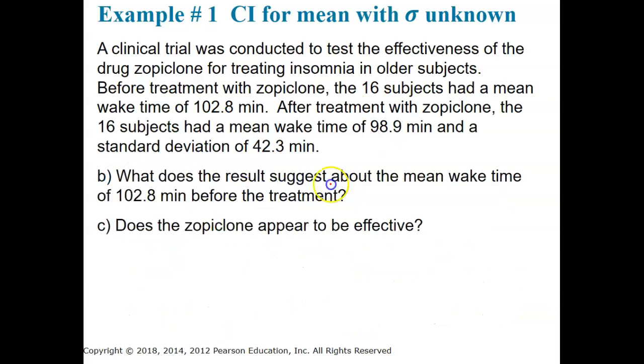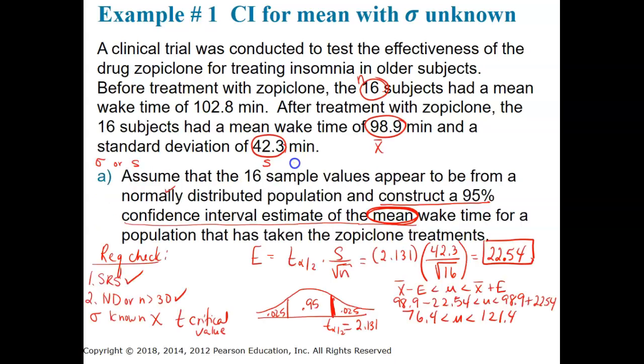Okay, so what does the result suggest about the mean wait time of 102.8 minutes before the treatment? If we look at this, our mean wait time of 102.8 is what it was before the treatment. After the treatment, with 95% confidence, we would expect it to be between these values here. So this fits right in the middle.